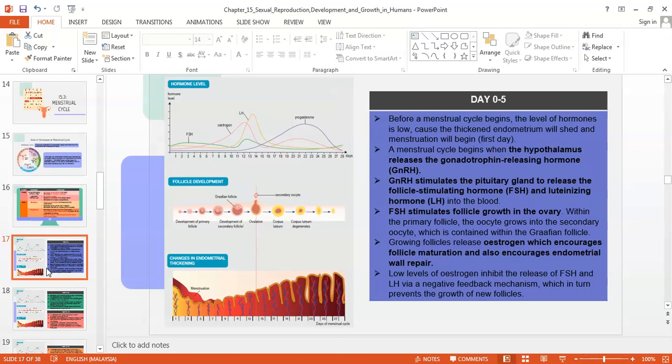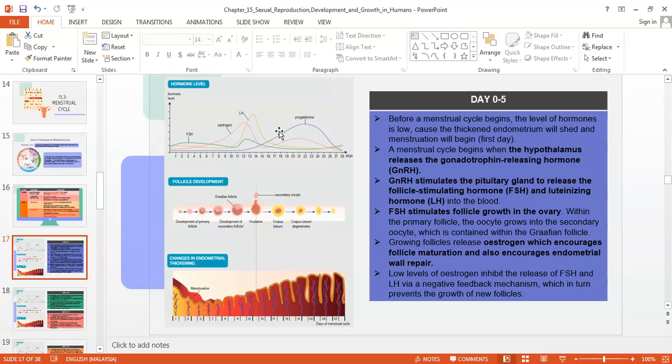So tengoklah kamu punya buku teks. Okay, this is a very crucial topic. Dia ada banyak benda, there are many things that you should know. Ada 4 hormon: follicle stimulating hormone, dia yang colour hijau. Estrogen, yang colour pink. Luteinizing hormone yang colour yellow. And progesterone, yang colour macam purple sikit ni.